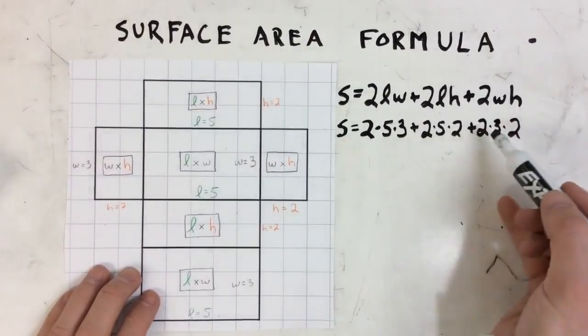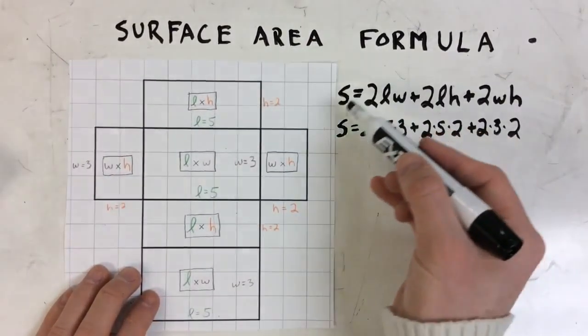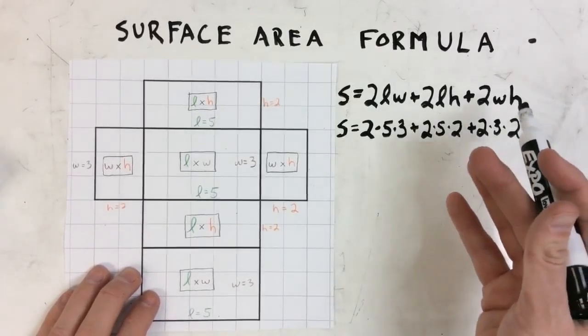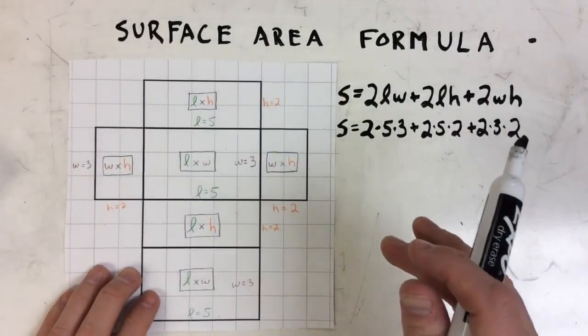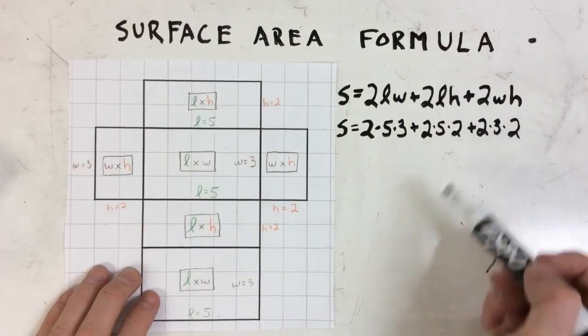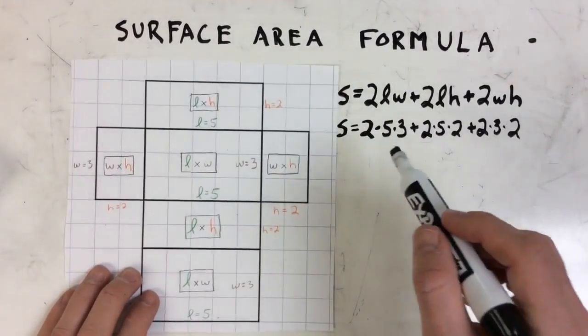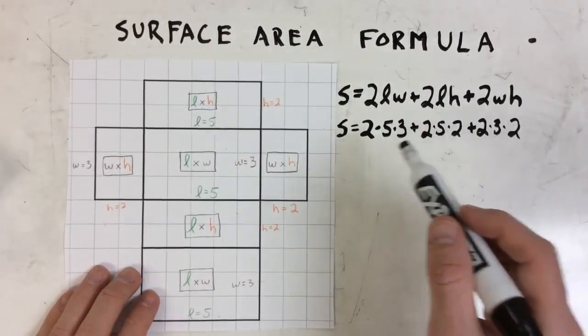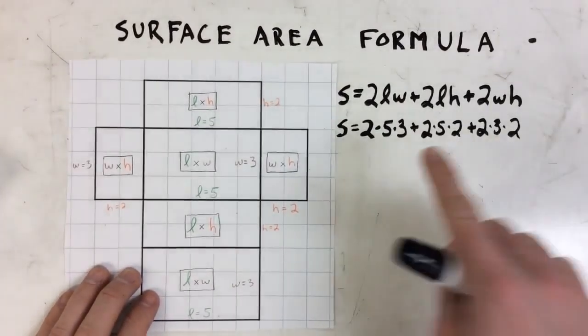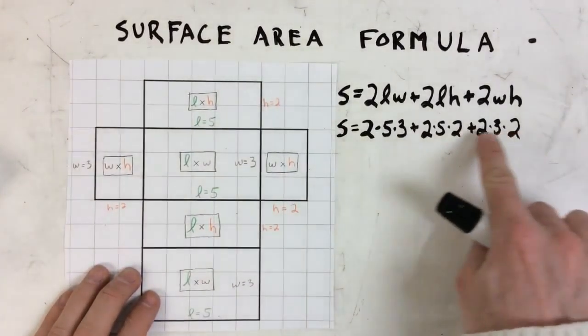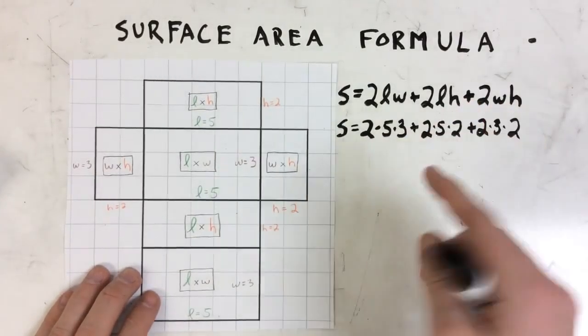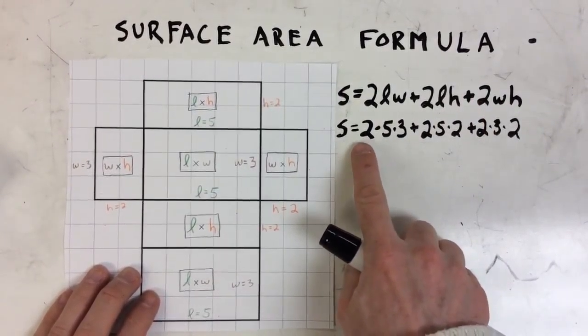And now we simply use the order of operations to simplify this. Remember, in the order of operations, we do parentheses first, there are none. Then we do exponents, there are none of those. Then we do multiplication and division as it appears from left to right. So we can't do the addition until we're done with all the multiplication. So let's do the multiplication all at once.